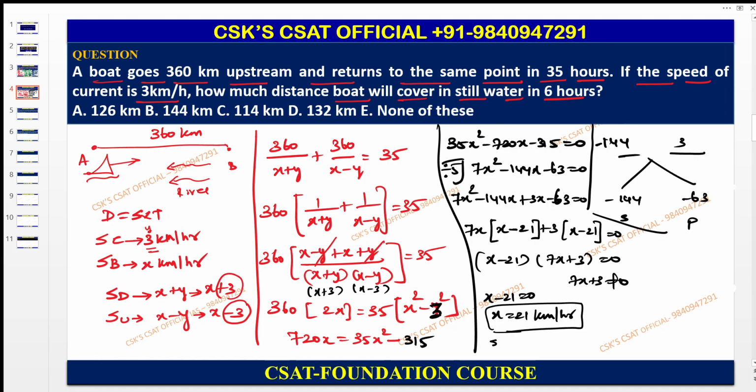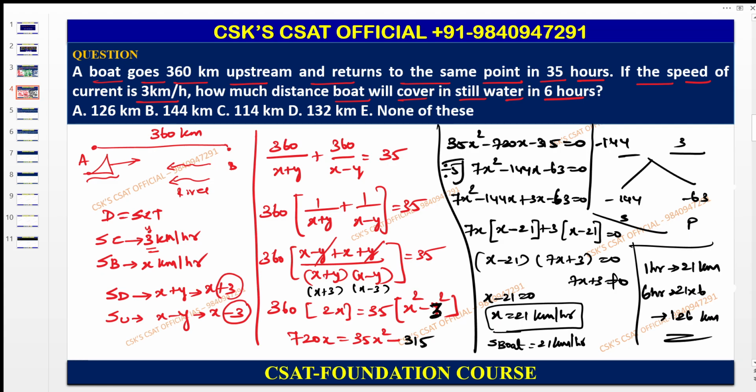So nothing but the speed of your boat you have found as 21 km per hour, which means now try to understand how much distance the boat will cover in still water in 6 hours. So 1 hour, 21 kilometer. For 6 hours you need to multiply with 6, which is nothing but 126 kilometer. So the answer for this question is option A, 126 kilometer. If you are having any doubt, you may ask, or else we will move on to the next.